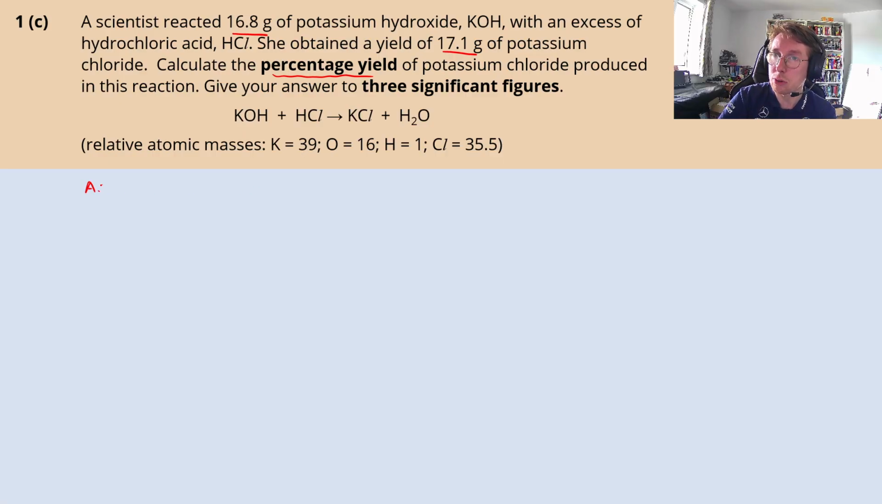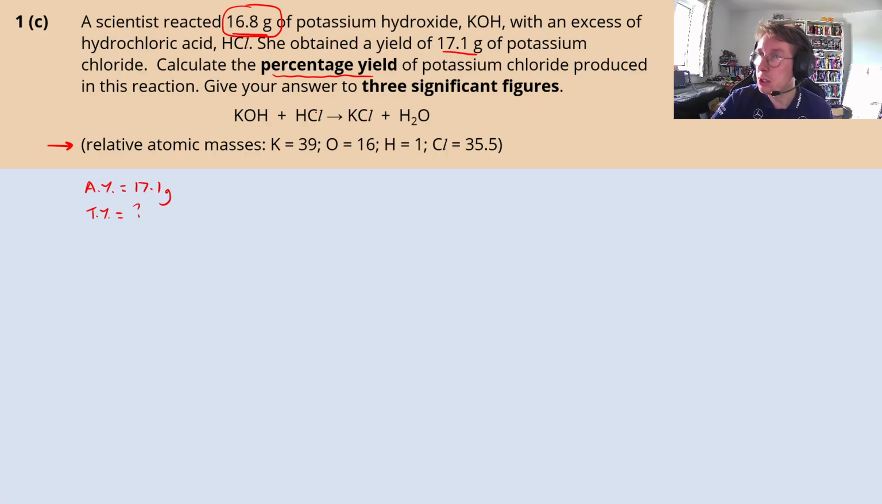So we know the actual yield is equal to 17.1 grams. Theoretical yield, we don't know. We're going to have to do some extra work in order to figure it out. And in order to do that, you'll notice that we've been given the mass of one of the reactants, and we've also been given some relative atomic masses. Now, as is always the case in chemistry, if you're ever in doubt, what you should do is calculate the number of moles, because that is probably going to be part of your overall calculation.